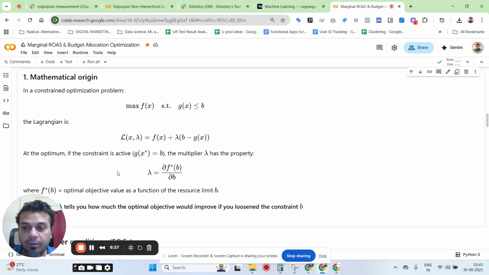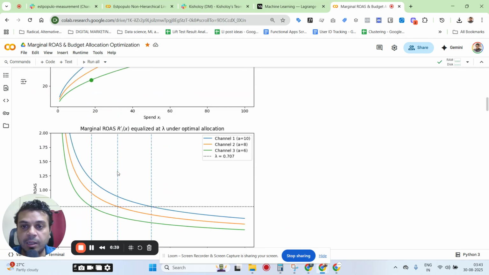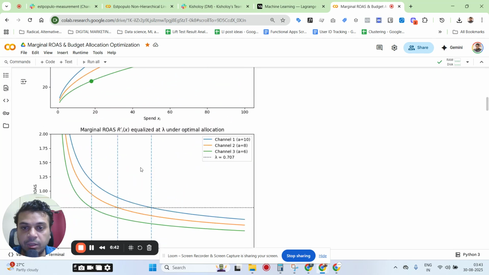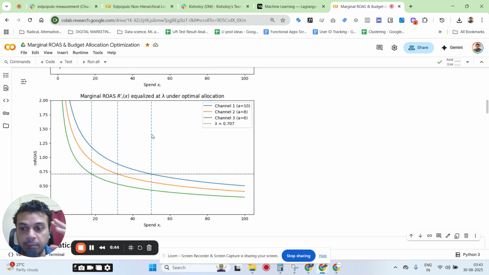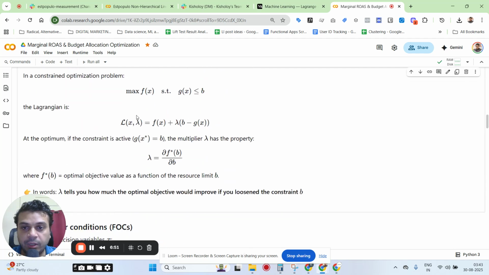Now comes something called a Lagrangian. This is where that lambda comes into the picture. This is why it's important, and under this optimal allocation situation, this is where lambda becomes critical. Lambda features in this mathematical optimization problem formulation. This expression here is L(x, lambda), and you can see it is f(x) plus lambda into (b minus g(x)).